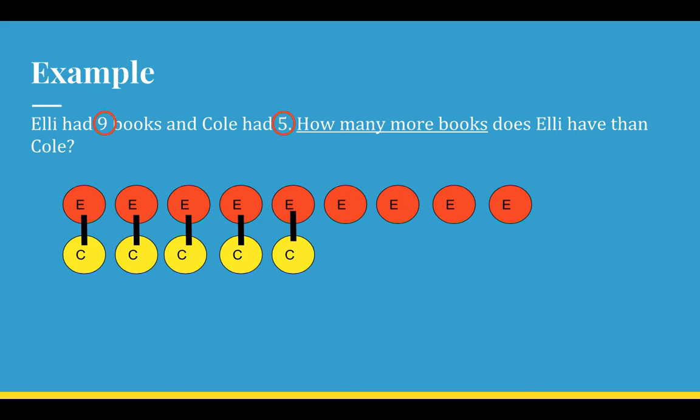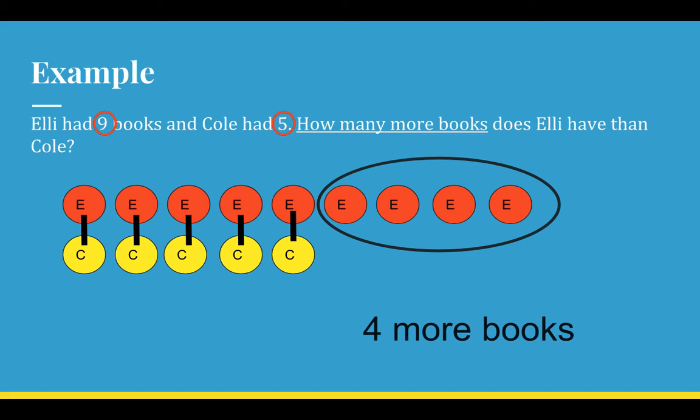And these ones. Now that I'm there, though, these extra ones off to the side, there's no more books that can match up. Cole doesn't have any more. So these ones would be the extras that Ellie had more than Cole. So these extras off to the side are how many more Ellie has than Cole. So I see that there are 4 circles. So I know that Ellie had 4 more books than Cole.